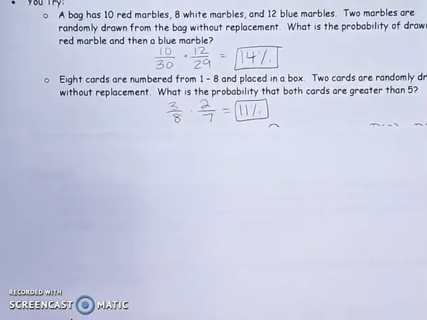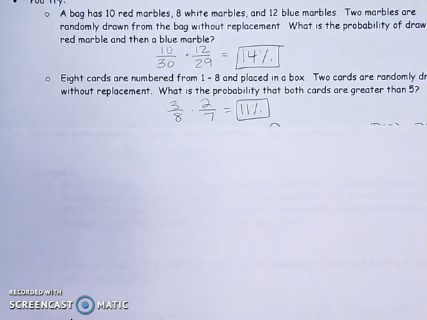The first one is 14% because 10 out of 30 of the marbles are red, and then 12 out of 29 marbles are blue. You changed your sample size because you did not replace the original marble.